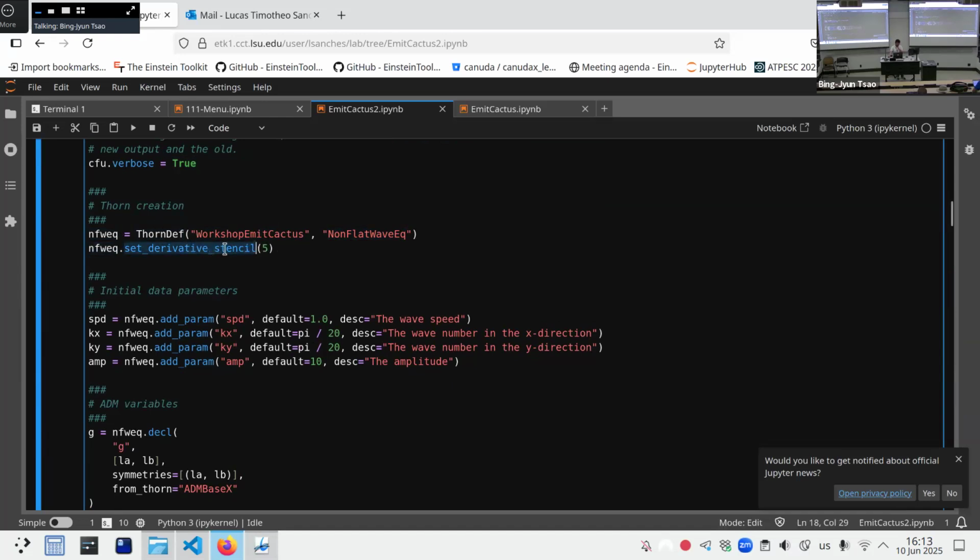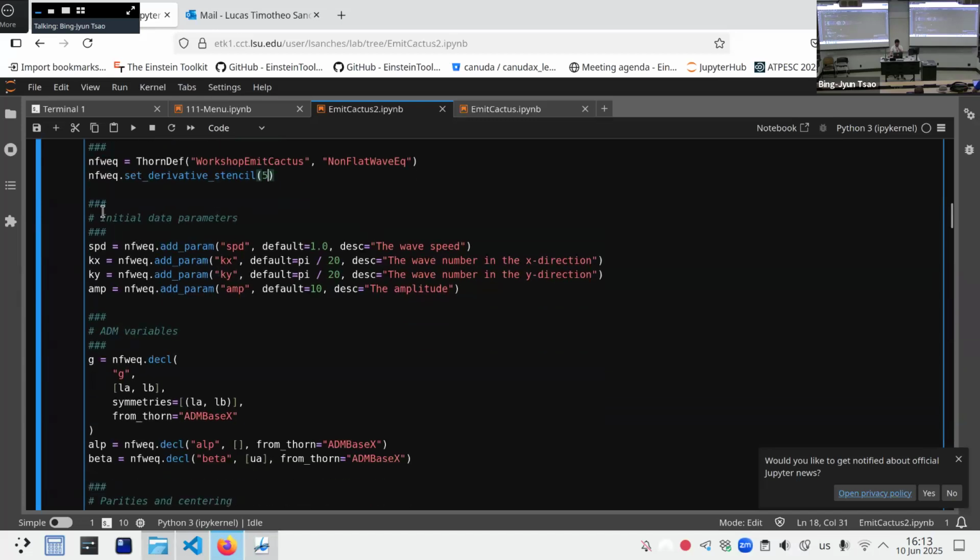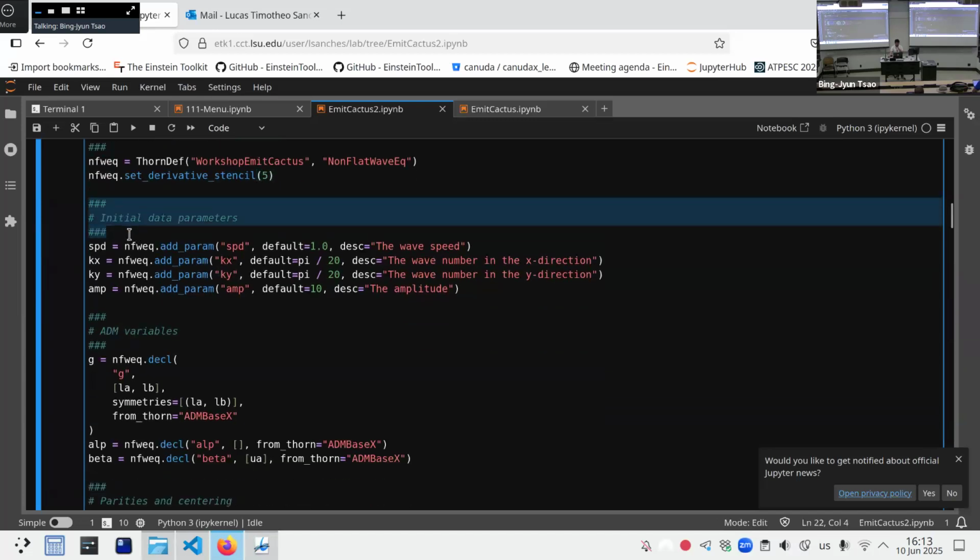I am explicitly saying that I want a 5-point stencil, meaning fourth order centered finite differences. And next, I declare some parameters. These parameters are going to control some things in the initial data. I am going to use this 2D-like wave, standing wave initial data, right? So I am defining a parameter called SPD for the speed, KX, KY, and KZ.